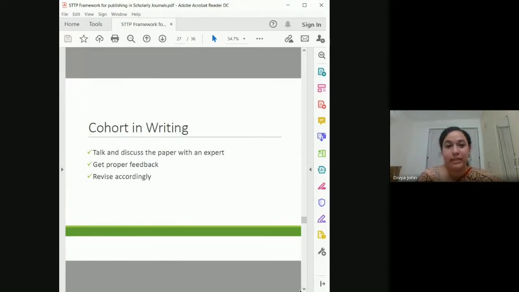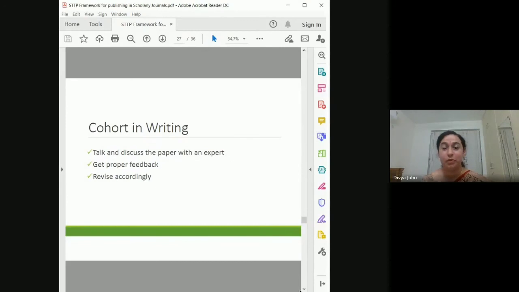Something that you have to look forward to is finding a companion in your writing, someone that you can actually talk to and discuss your paper with. So already before sending it for peer review, you're getting it reviewed by your research guide. You can also think about a friend that you can talk freely with about that particular paper and get proper feedback. But the friend should not be a friend who's an enemy. So be careful of that.